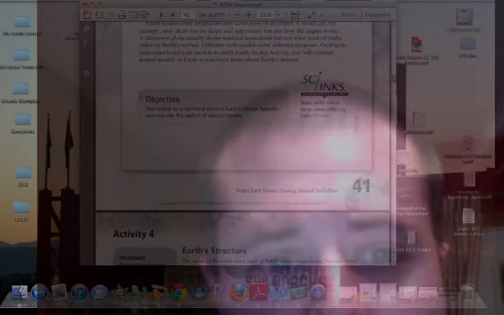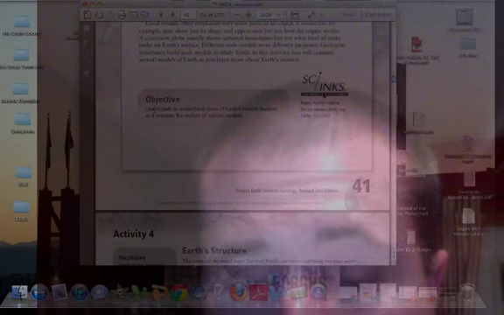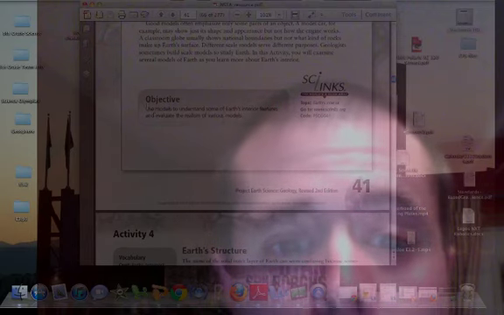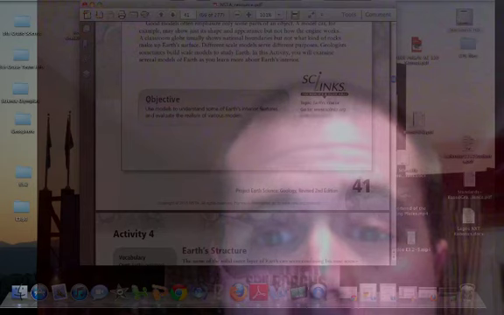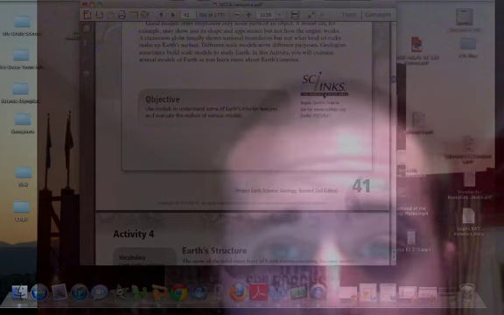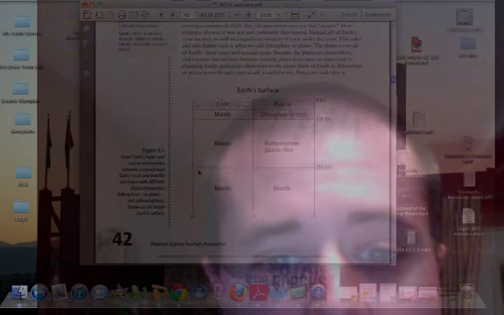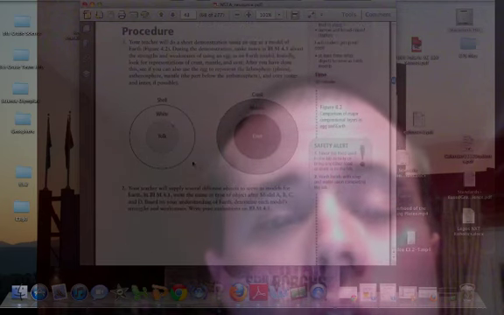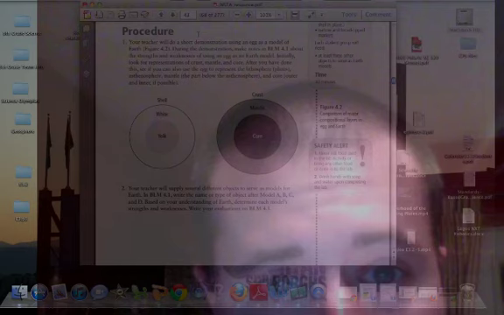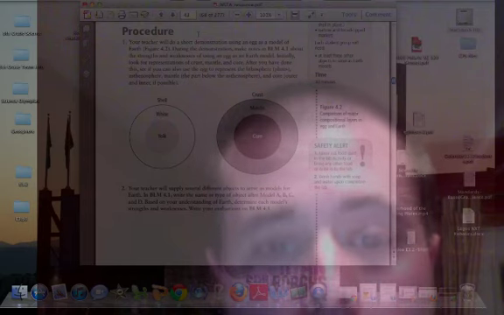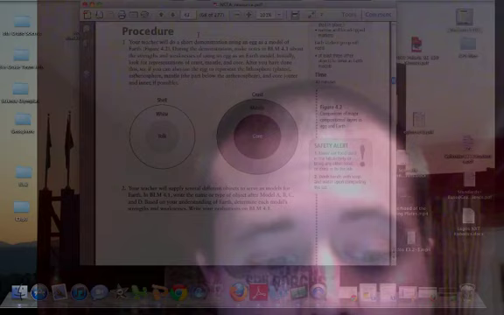So please read through this section for models, and notice the objective. Use models to understand some of Earth's interior features and evaluate the realism of various models. In other words, how good are these models? What are their strengths? What are their weaknesses? After you read that, go ahead and brush up on some of Earth's structure here, including the vocabulary section. And then we'll get to the procedure here. Okay, so take a moment to read that, and then we'll catch up at the procedure.